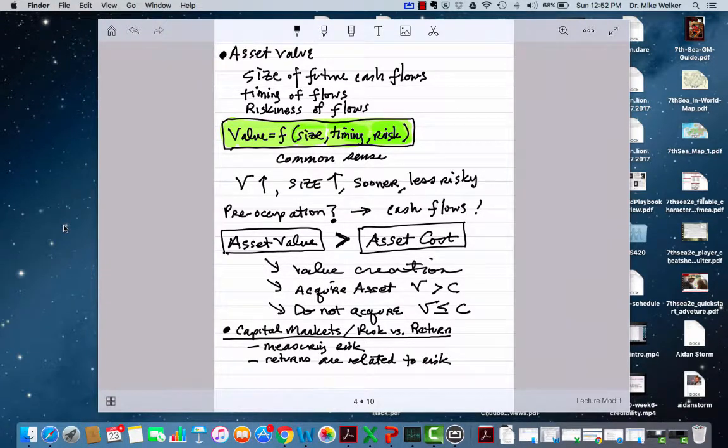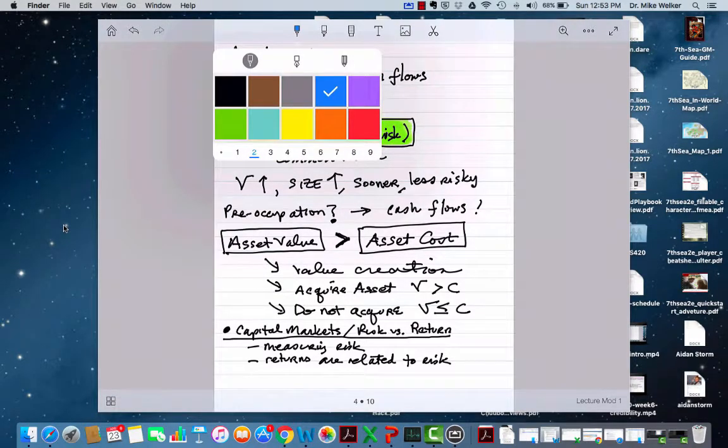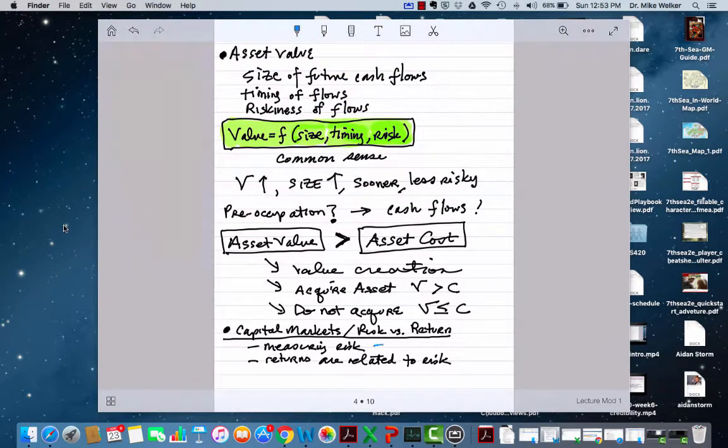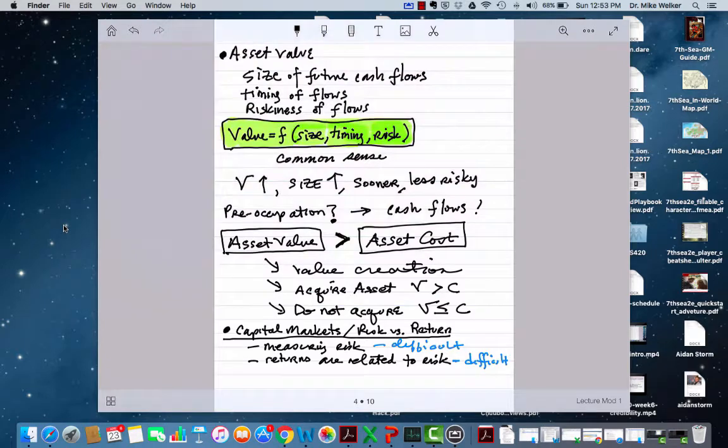Now, a thing that's key here to watch out for is that measuring risk is difficult. And measuring the returns as they relate to risk is also difficult. So this is an area of the course you've got to be careful with. Very crucial to be attentive.